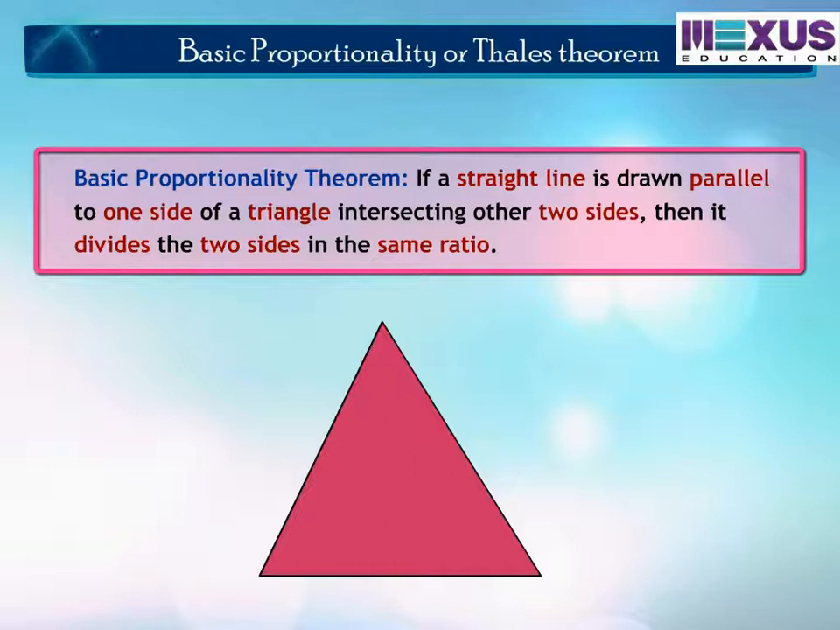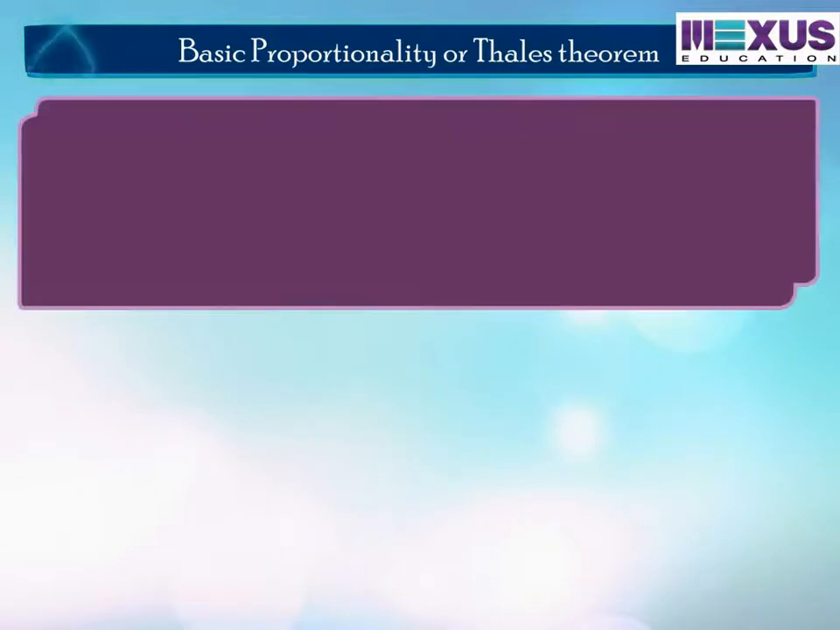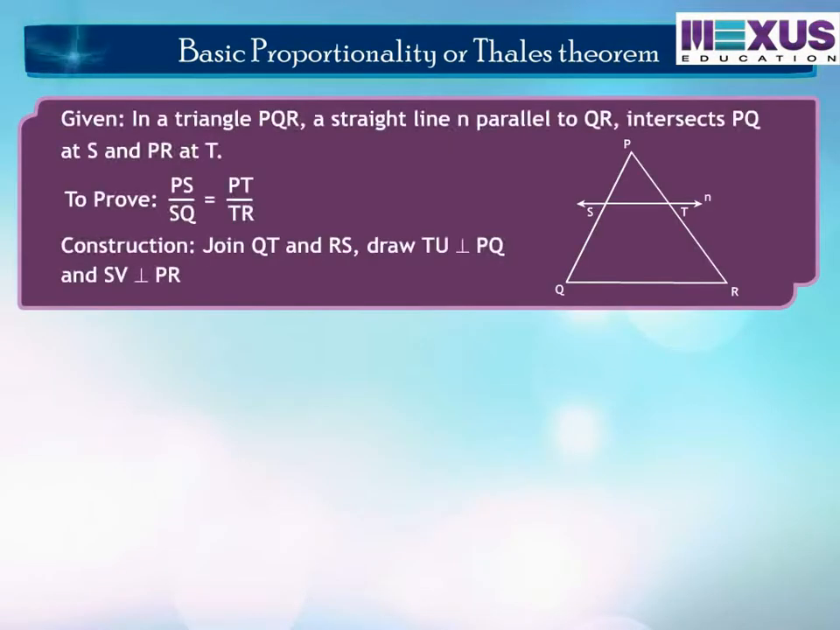Basic proportionality or Thales' theorem states that if a straight line is drawn parallel to one side of a triangle, intersecting other two sides, then it divides the two sides in the same ratio. Let us prove this statement. Given, in a triangle PQR, a straight line N parallel to QR intersects PQ at S and PR at T. To prove, PS by SQ equal to PT by TR.